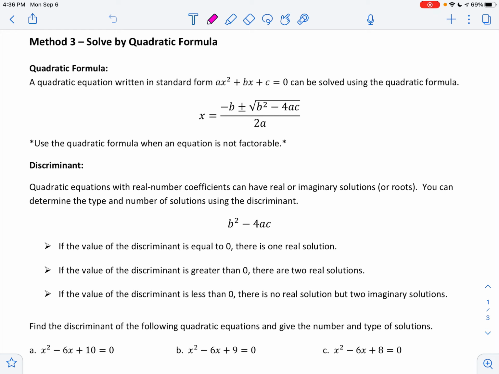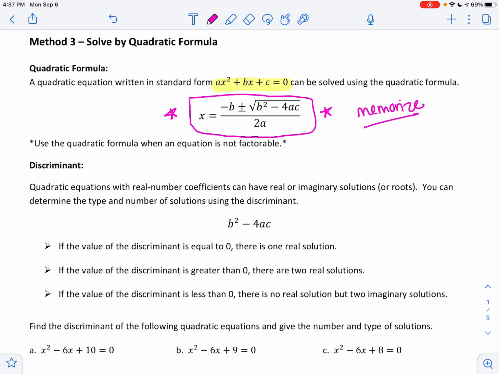In this video, we're going to go over the third method for solving quadratic equations, which is solving by using the quadratic formula. A quadratic equation written in standard form, ax squared plus bx plus c equals 0, can be solved when using the quadratic formula. The quadratic formula is x equals negative b plus or minus the square root of b squared minus 4ac all over 2a.